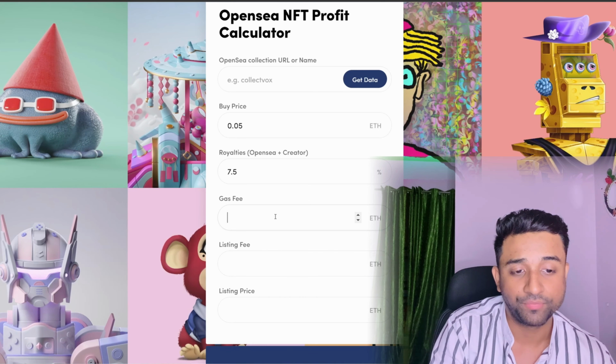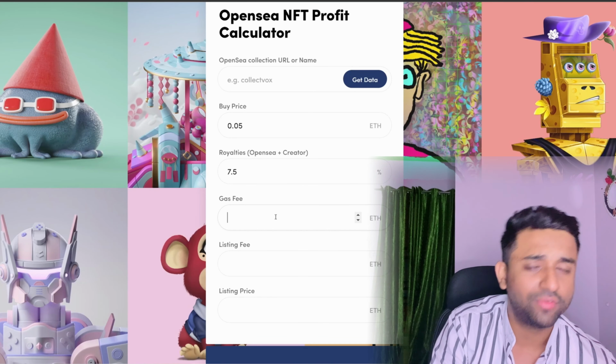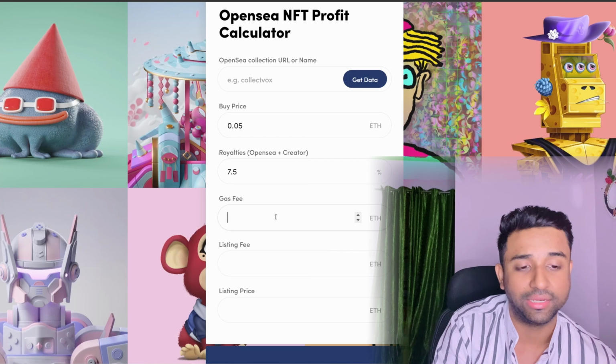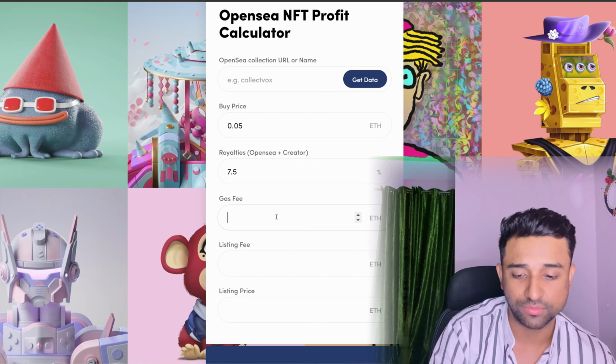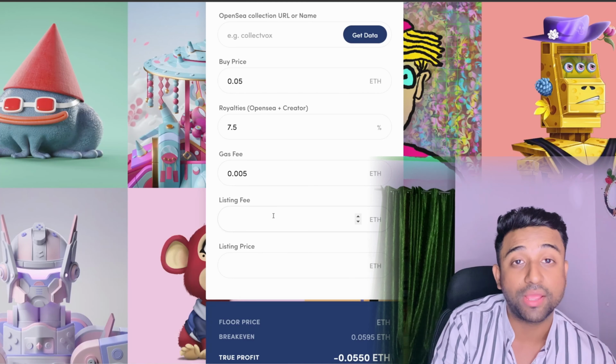We'll enter that here: the amount of gas that we've paid for that particular transaction. Recently, gas has not been very high. I've been doing a lot of free mints and we've seen gas around $2 or $3, but to be on a safer side, let's write 0.005 and the listing price that I'm planning to do.